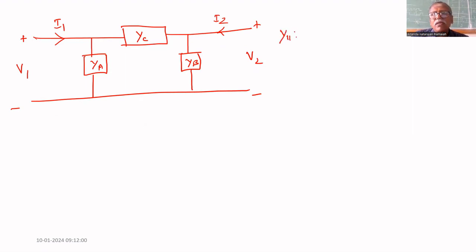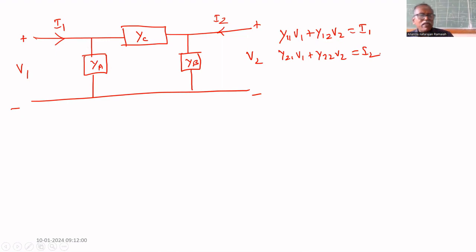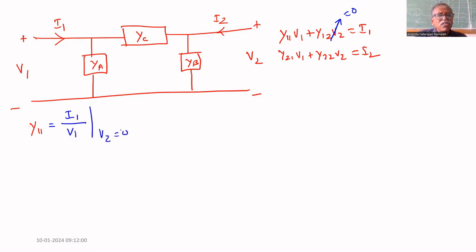parameters? Y11 V1 plus Y12 V2 equal to I1 and Y21 V1 plus Y22 V2 equal to I2. These four parameters we have to find. What is Y11? Y11 is when V2 equal to 0. When V2 equal to 0, we can find Y11. Y11 equal to I1 divided by V1 provided V2 equal to 0.